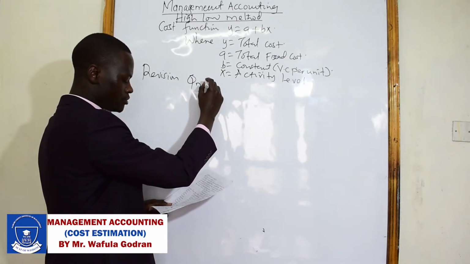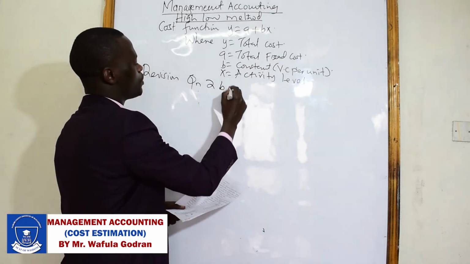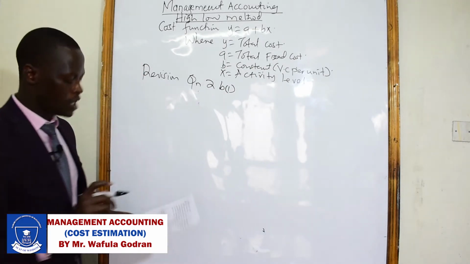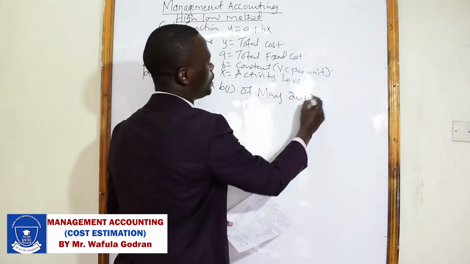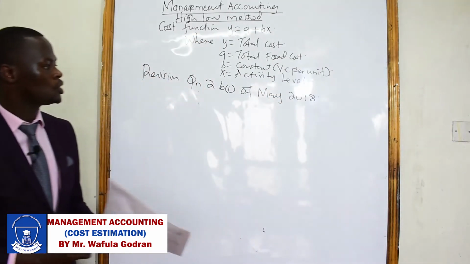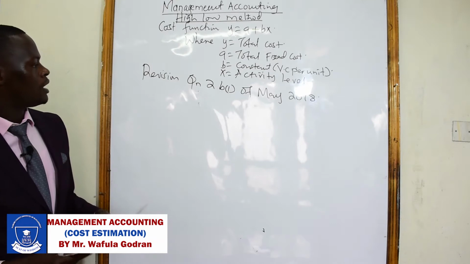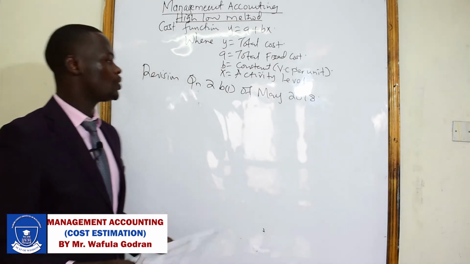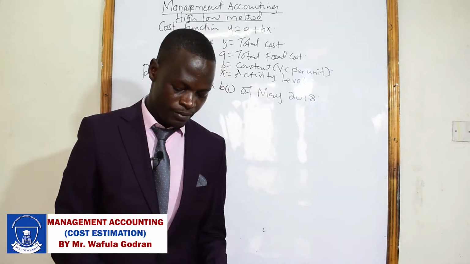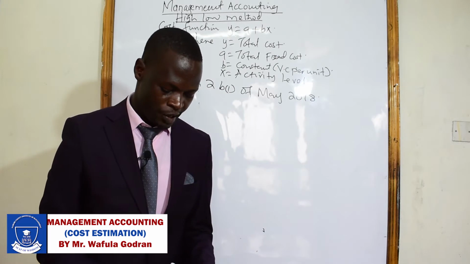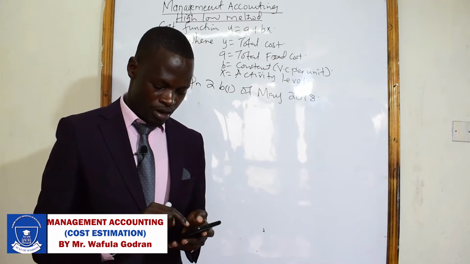So we are choosing a revision question, question 2B Roman 1 of May 2018, CPA section 2. That is a question that appeared in May 2018 management accounting. So the question, as you can read, let me read for you.